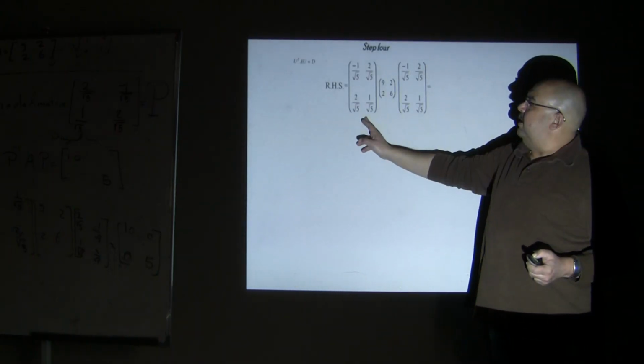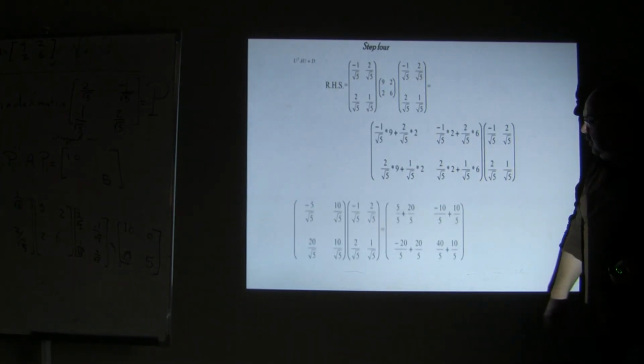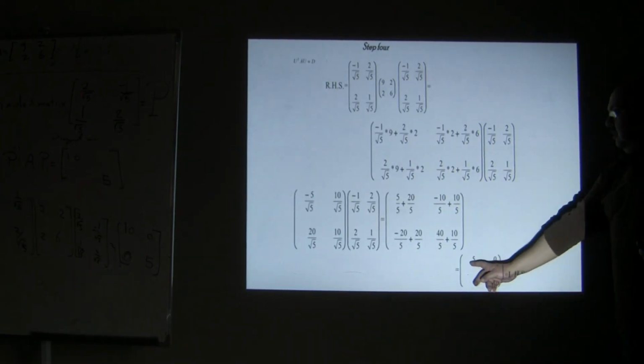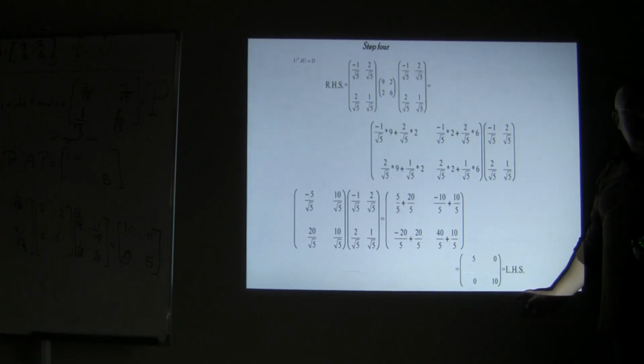Diagonalization. That's the matrix A, that's U inverse and U. If you multiply them together, the result will be 5 and 10, 0 and 0, which are the values of the eigenvalues. Are you with me?